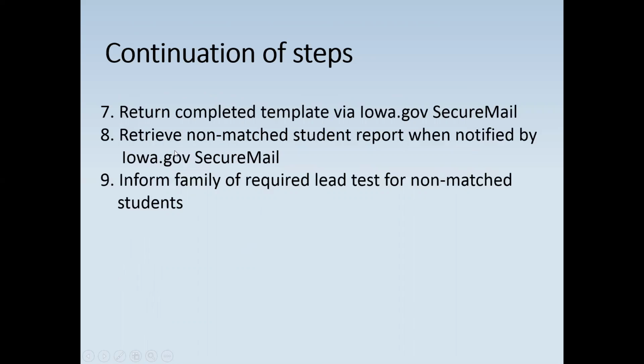The 8th step is something we're going to do, and that's we're going to send you a report through secure mail again. So you'll get another message, and that message will direct you to retrieve the non-matched student report when notified by the iowa.gov secure mail. And the 9th step, or the last step, is really to inform the family of the required lead test for non-matched students.